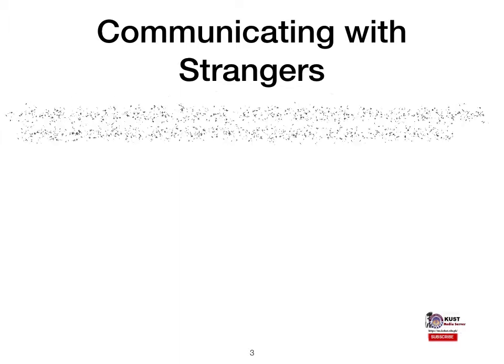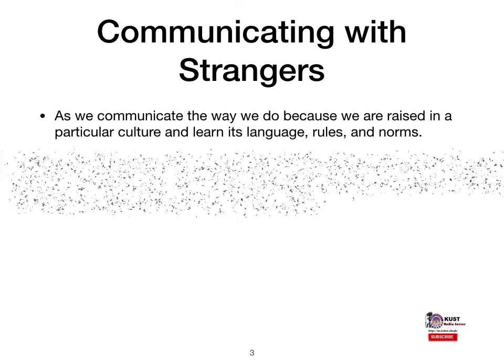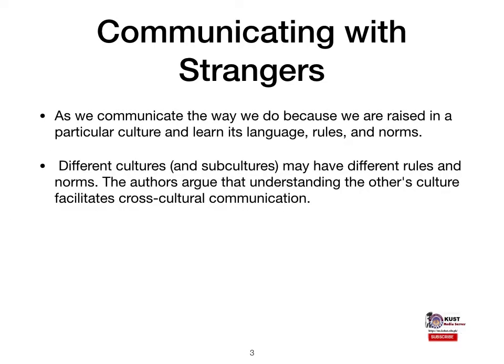So we start off with communicating with strangers, how to communicate and what it is about communication with strangers. It's important because we communicate the way we do since we are raised in a particular culture and learn its language, rules, and norms. We are very comfortable in our own settings. We can easily start and initiate conversation with people from our region, but it's very difficult to do this in a culture outside your own. Different cultures and subcultures may have different rules and norms.